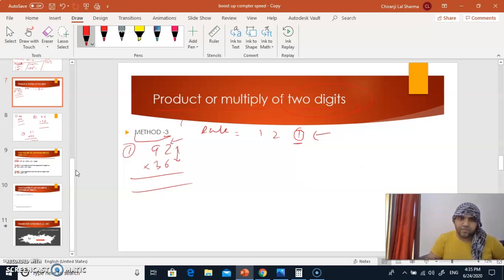Okay, so 2 times 6, yani 6 times 2, it will be 12. So this 2 you have to write it here, and 1 will be carry. So I'm just circling the carry. Okay, now come to the next step. This is 2. So how you will apply this 2?